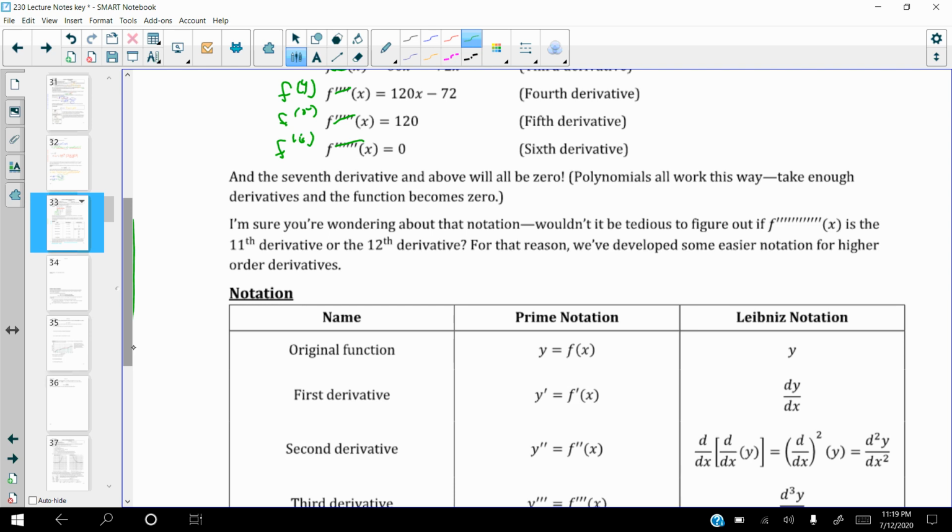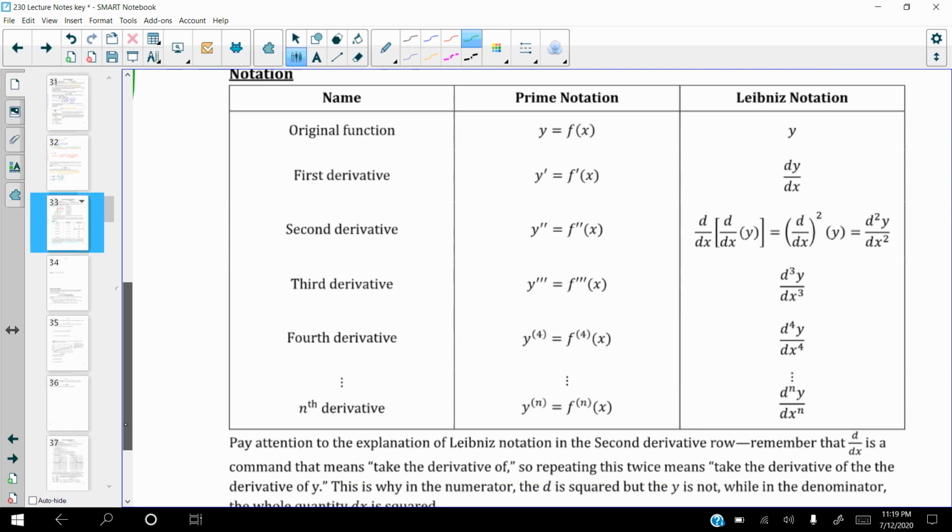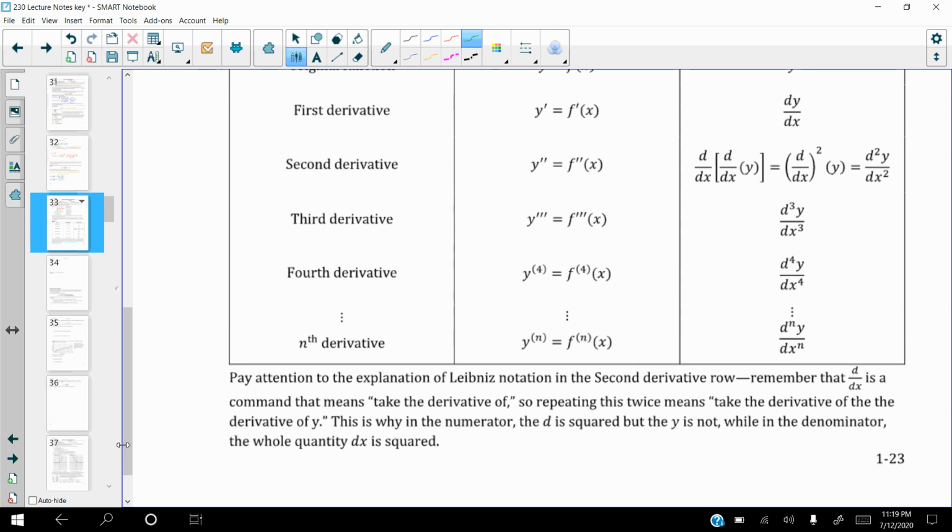So it says here you're wondering about notation. Wouldn't it be tedious to figure out that many derivatives, like the 11th derivative or 12th derivative? For that reason, we developed an easier notation for higher order derivatives. Maybe I just didn't look further down the page here. Yes, there it is, the fourth derivative. So we stopped using the prime symbols. I just didn't look far enough down my page. But there is the parentheses notation.